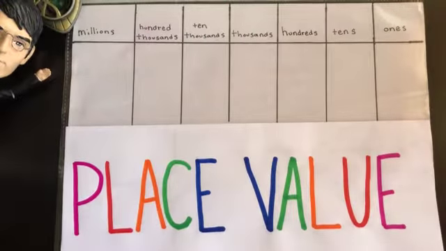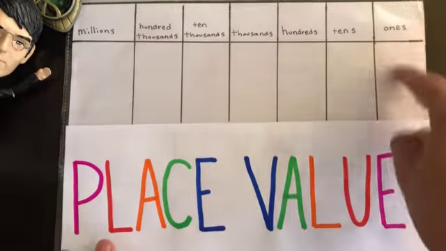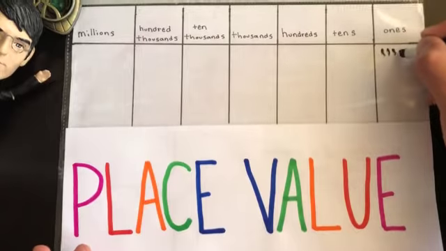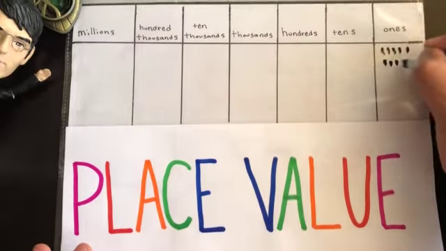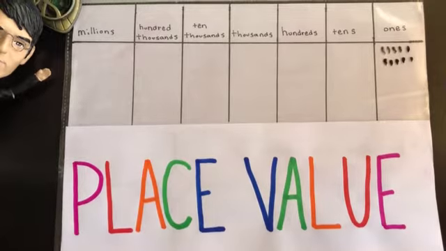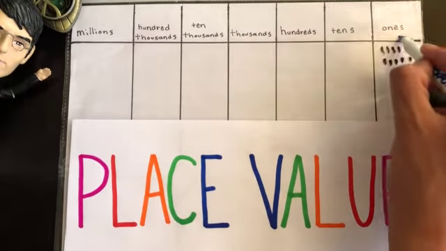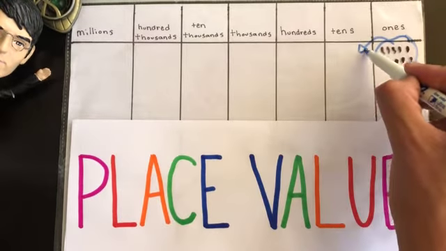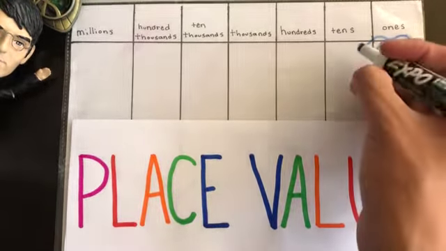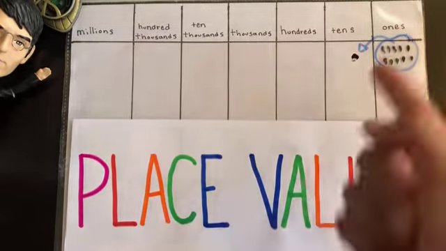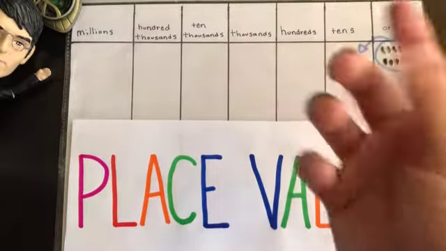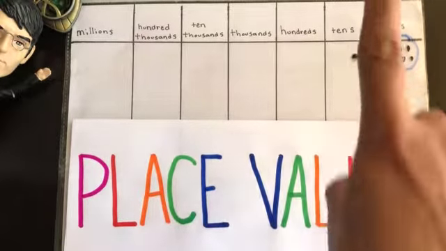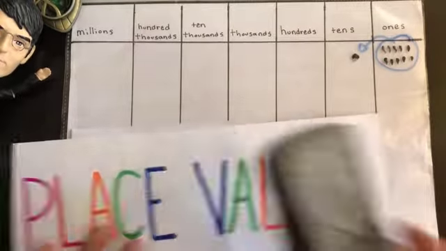Do you remember when we were bundling, if we had 10 ones, 1, 2, 3, 4, 5, 6, 7, 8, 9, 10. If I had 10 ones, that means that I could bundle those 10 ones. And when I bundled those 10 ones, it gave me 1 ten. Those 10 ones make 1 ten. We're going to be doing this the opposite.